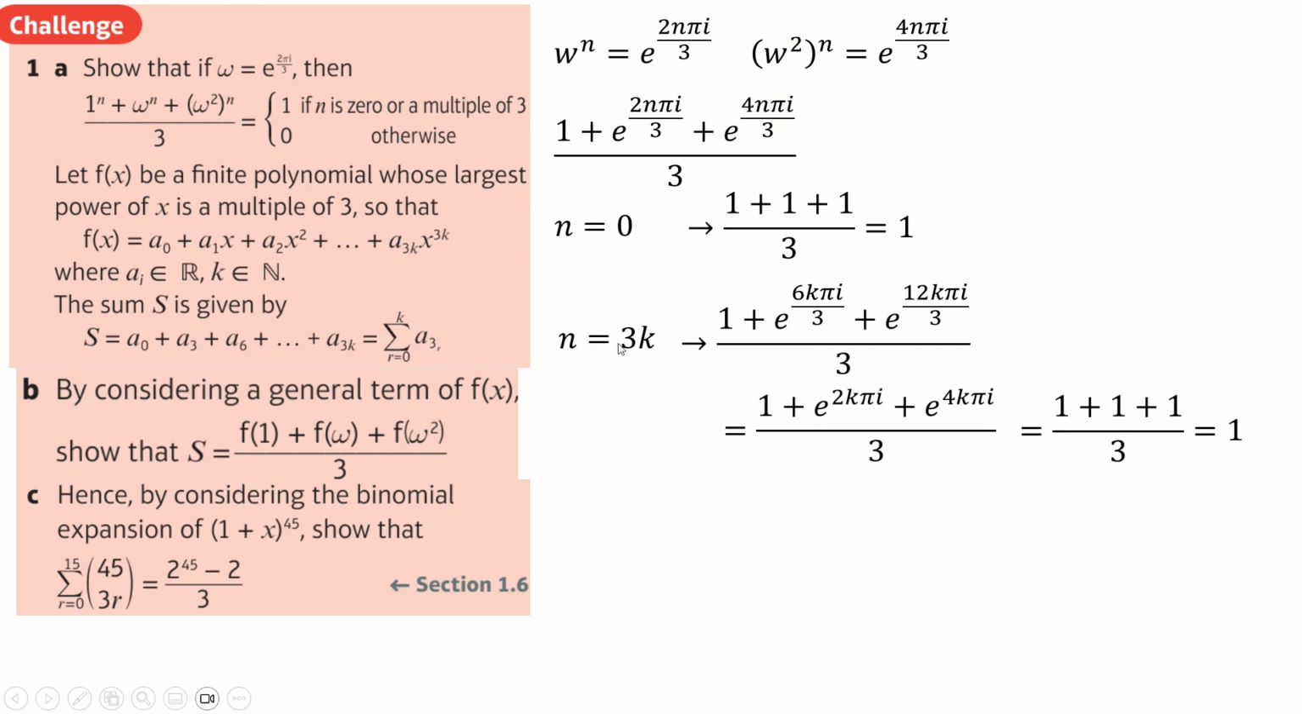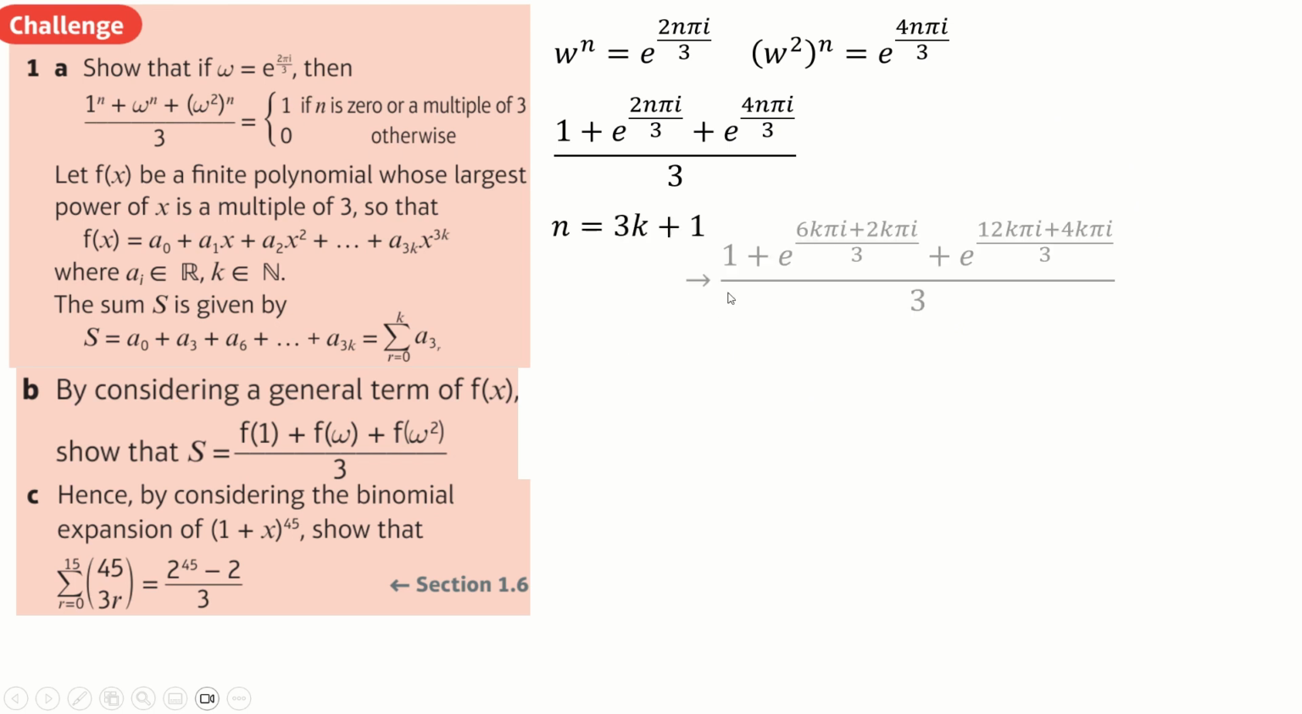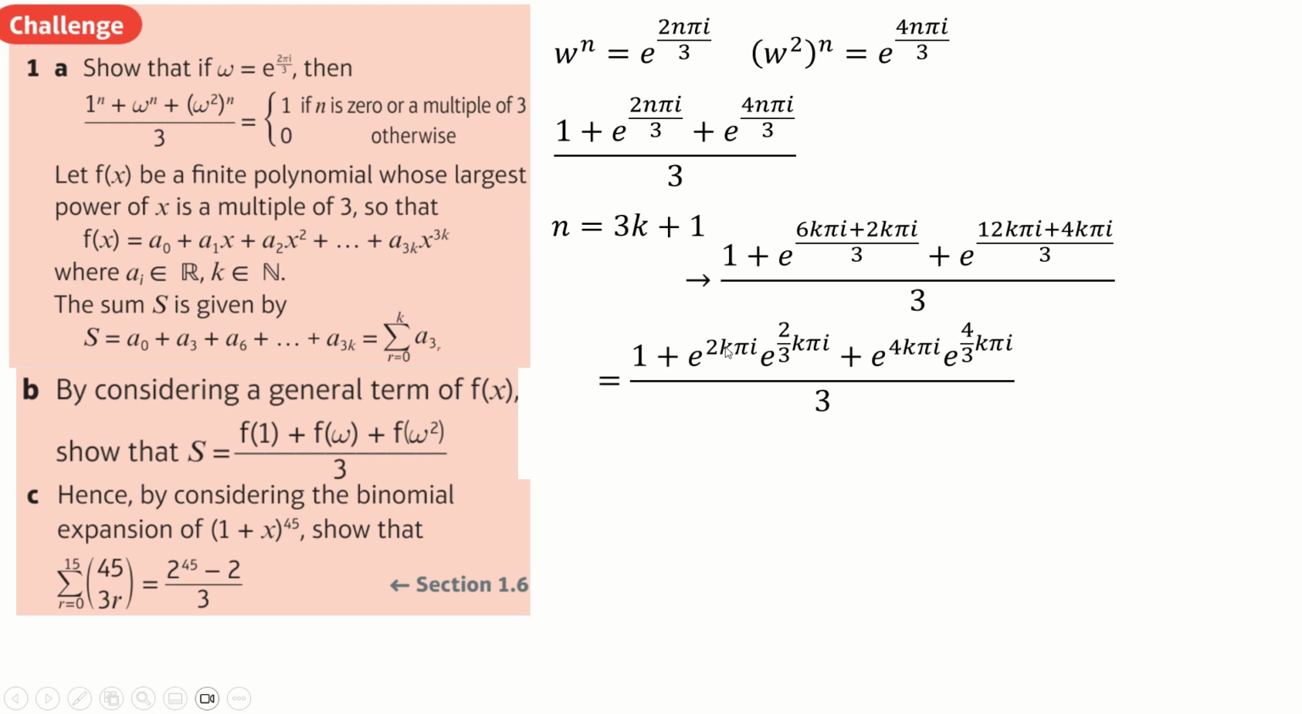So now we need to set n equal to 3k plus 1. You get this if you do that. I put in 3k plus 1 here and then expand it out. And now I can break this fraction. I did the same thing over here. I can break this fraction here and here. And 6 over 3 is just 2k pi and 4k pi over here, as we had before, which we know are just 1 and 1. And that just leaves 2/3 k pi and 4/3 k pi over here. So that leaves this here.